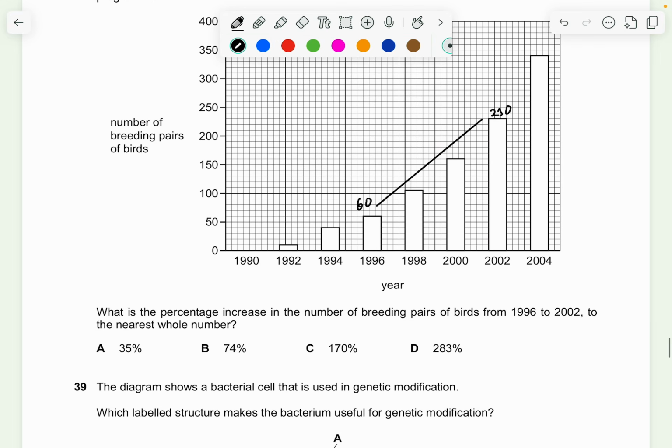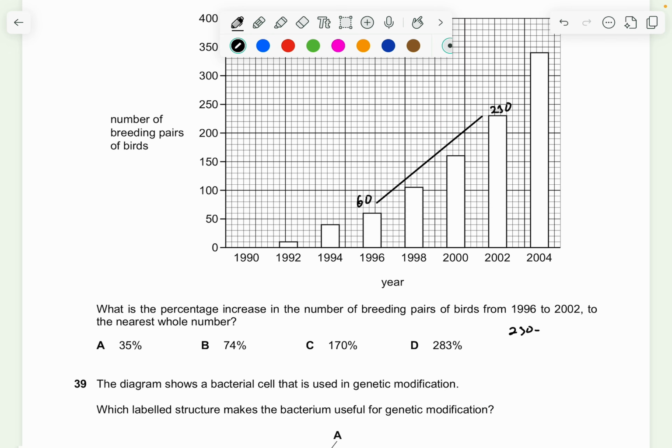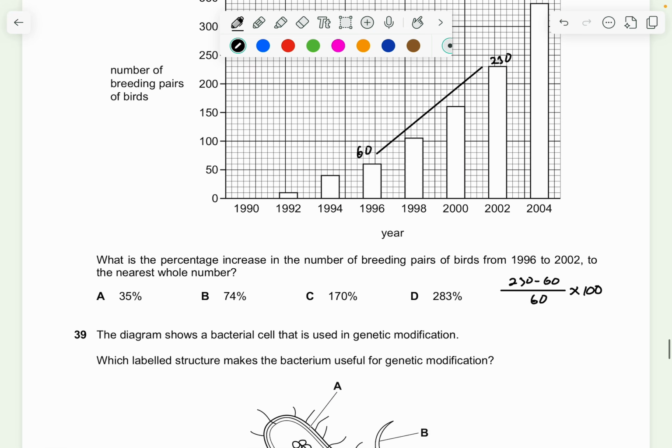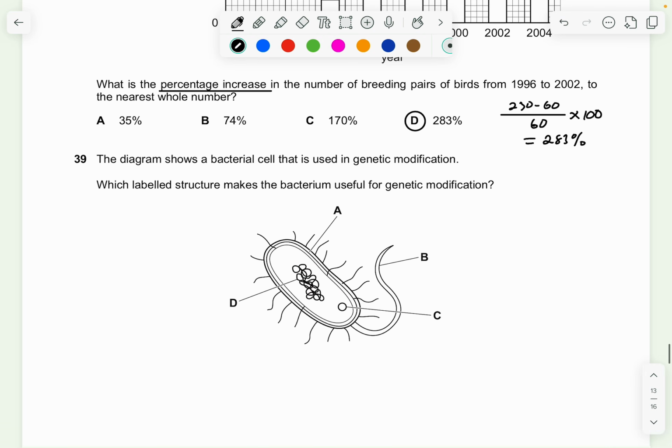Okay, so this is how you solve it. 230 minus 60, divided by 60, then you times by 100. So the answer is actually 283% increase. You see the numbers going across 100%, right? It's because they ask you for percentage increase, how much it has gone up from previously to this value. Therefore, the answer for this question is 283%.